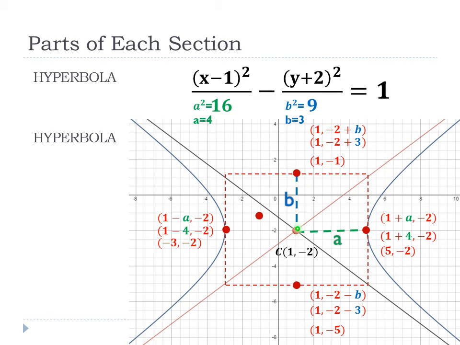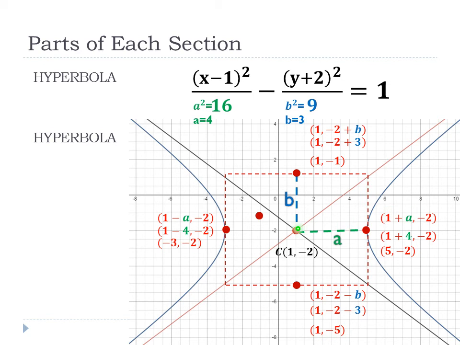So now I can find all the other points. From the center to the first covertex, all I have to do is, I'm still at x equals 1, but it's minus 2 plus b because I go up b. So b is 3, leaving me at 1 comma minus 1. On the other side, instead of plus b, it's minus b, so it's minus 3, and so I'm now at 1 comma minus 5. Okay.